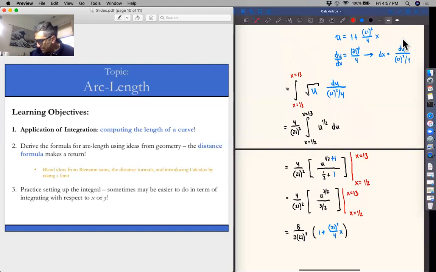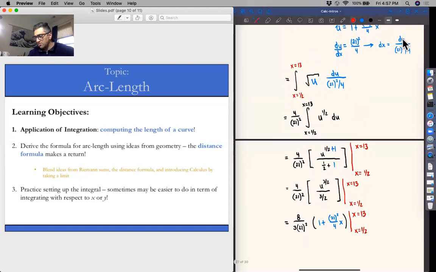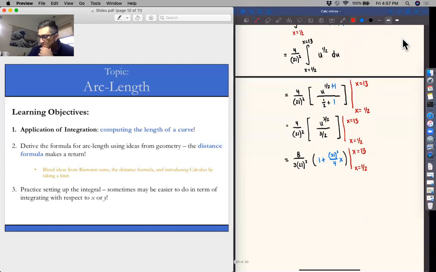And finally, our antiderivative is in terms of the original variable, which is x, so we can plug in those integration bounds. So let's go ahead and do that next. Oops, I forgot that this quantity 1 plus 21 squared over 4x is raised to the 3/2. So please remember to put that in there.